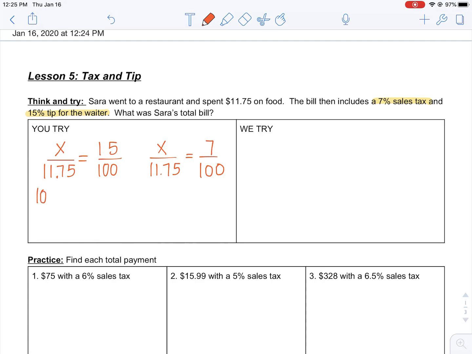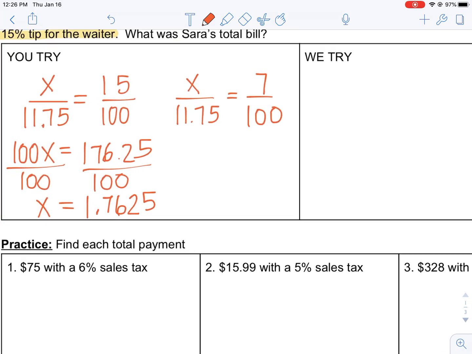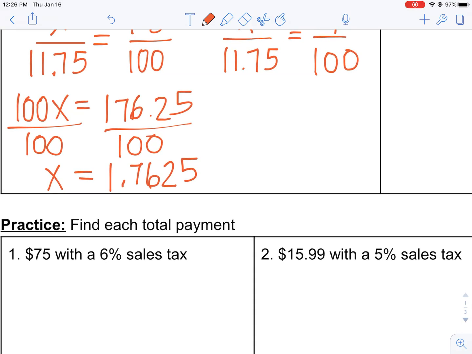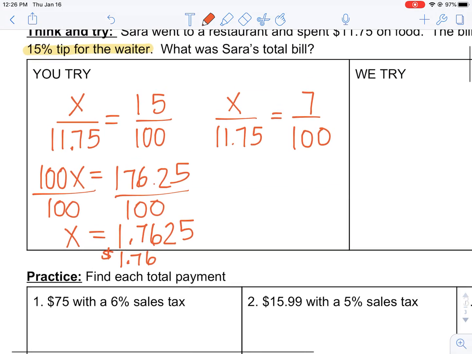And when I do that, I cross multiply, as always, and do 11.75 times 15 and get 176.25. Divide by 100 on both sides. And I know that the 15% tip comes out 1.7625, and I'm going to round that to the nearest hundredth because dollars and cents only go two decimal places out, so this is going to be $1.76. And then I'm going to solve for the tax.